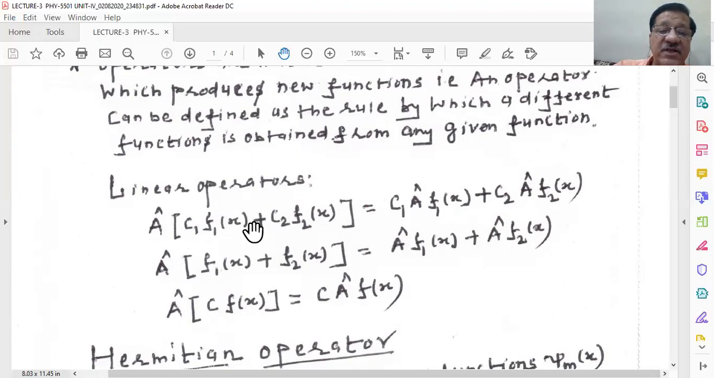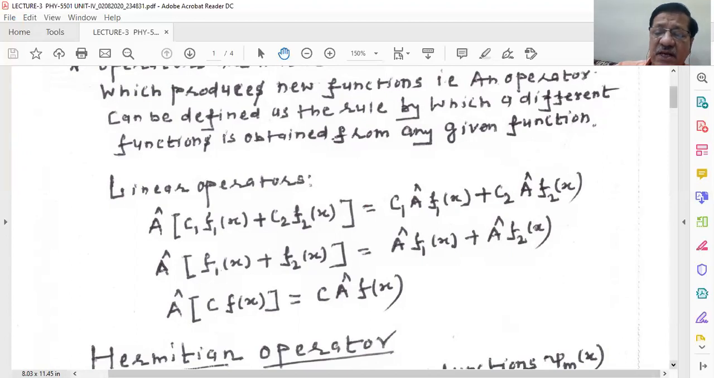Similarly, if C1 and C2 are equal to 1, you may write A operating on F1 of X plus F2 of X as A operating on F1 of X plus A operating on F2 of X. This is already known to you, which we have already used in rule number one. Well, this is now very simple and you know this.